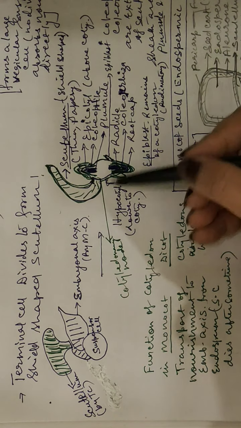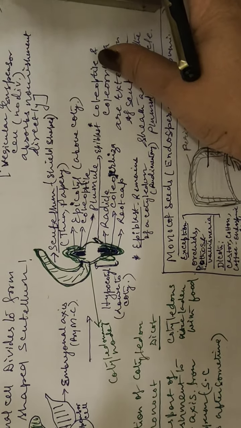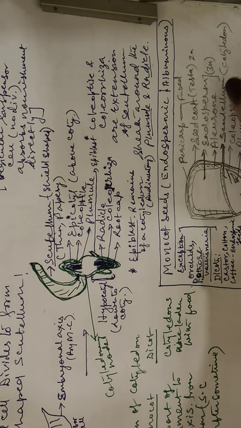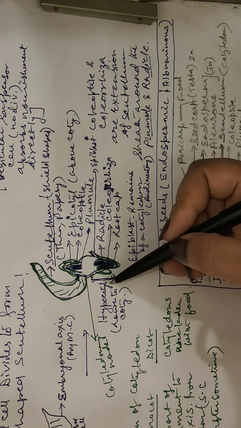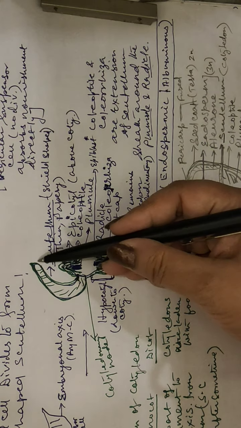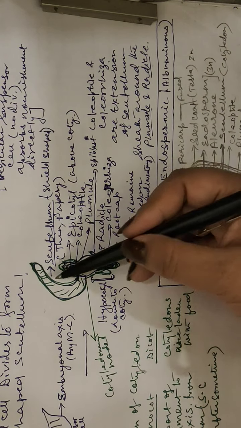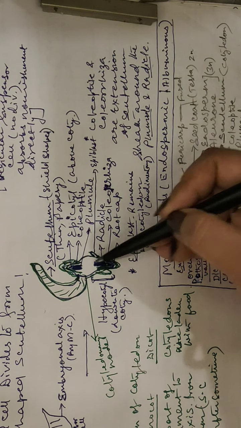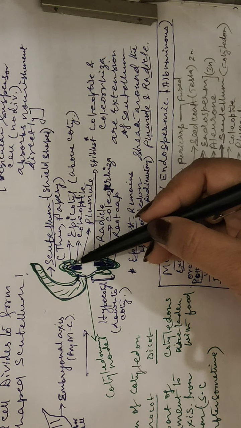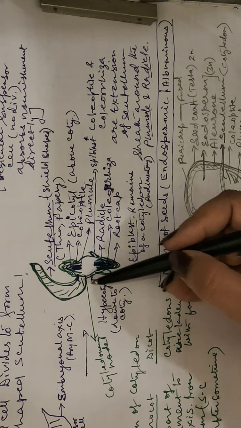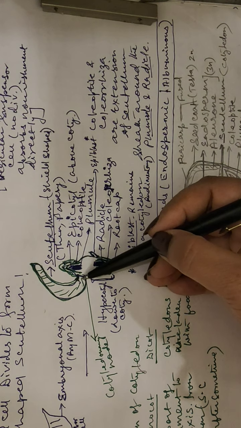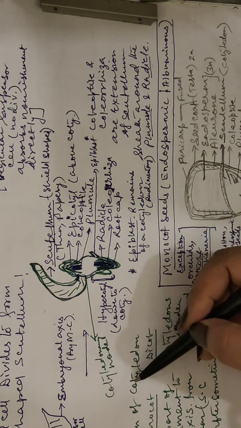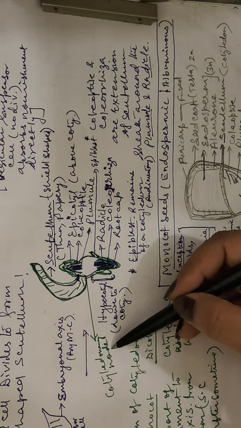Now when it grows further, it looks like this. You can take screenshots of these diagrams, and they are also there in your books and NCERT. Now you can see how it looks. This scutellum has grown and it has become shield-shaped. Now what I am drawing here is the embryonal axis. Now this embryonal axis, where the cotyledon or the scutellum arises from, this point is called the cotyledonary node.